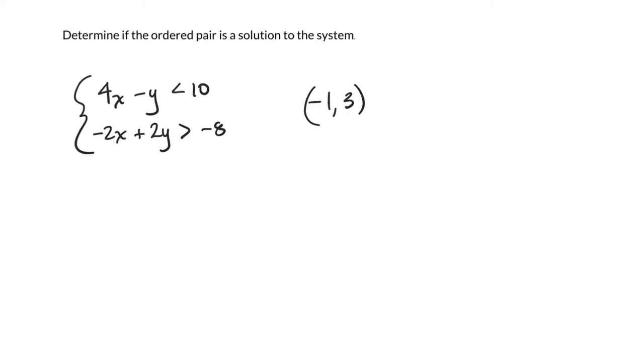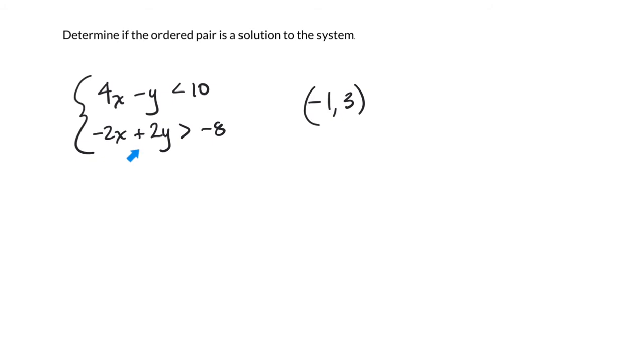Chapter 5, Section 6. This is graphing systems of linear inequalities. Good stuff. All right. The first type of problem that you're going to see is just determining if an ordered pair is a solution to the system.